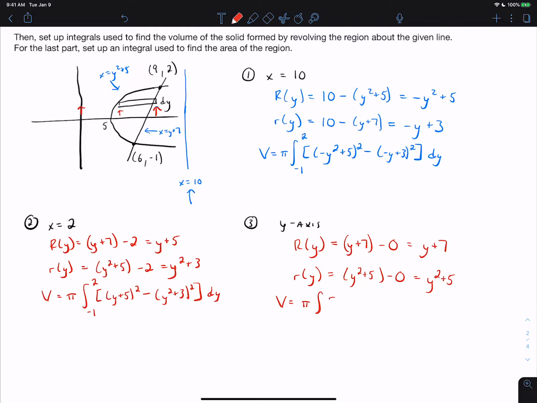Volume then is pi times the integral (y plus 7) squared minus (y squared plus 5) squared times the base dy, or the thickness dy, from -1 to +2.